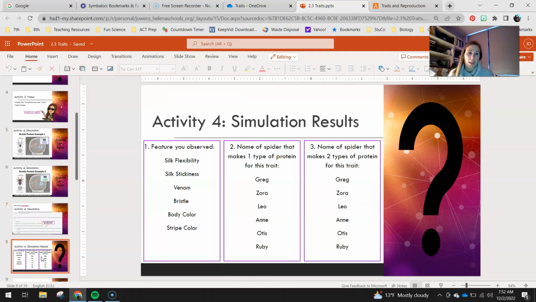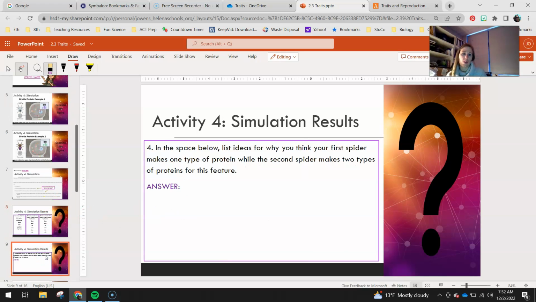First of all, you're going to say the feature you observe. Again, bristle is off limits because we already know this. So choose either silk flexibility, silk stickiness, venom, body color, or stripe color. Highlight the one that you chose. So if I chose silk flexibility, then I would find the name of a spider that only has the 1 type and highlight it, and then the name of the spider that makes 2 types of proteins for that trait and highlight it.